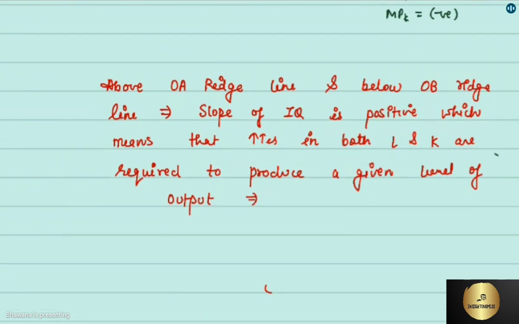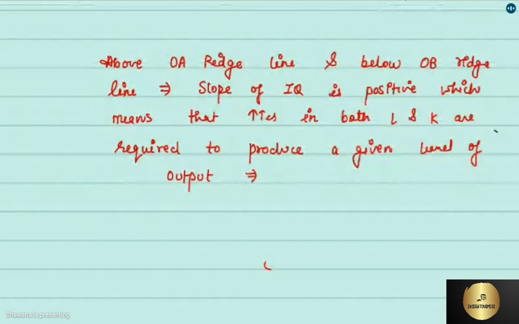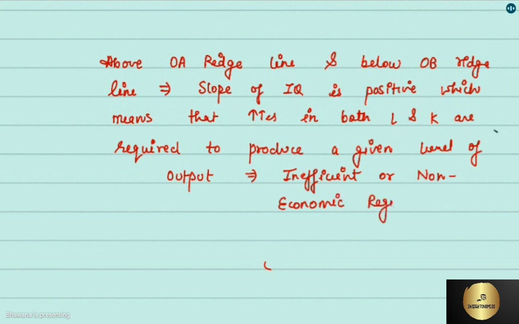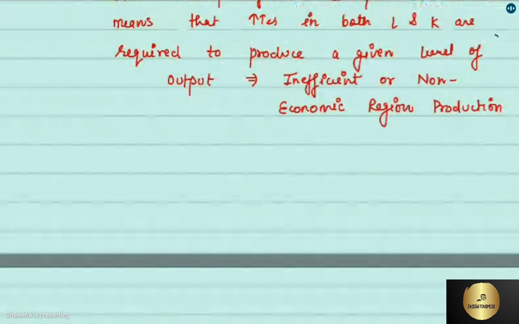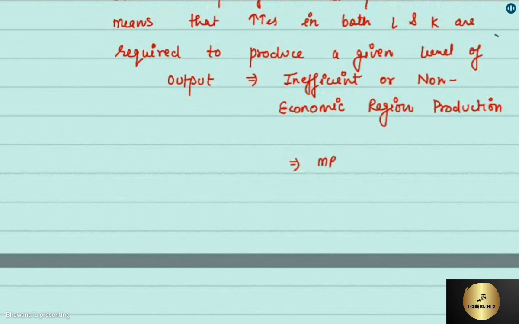That means the area above the ridgeline OA and below the ridgeline OB is inefficient, or you can say it's a non-economic region of production, because this region does not satisfy the producer's necessary condition for equilibrium, which is MRTSLK equal to the ratio of MPL and MPK, where both your MPK and MPL are positive.